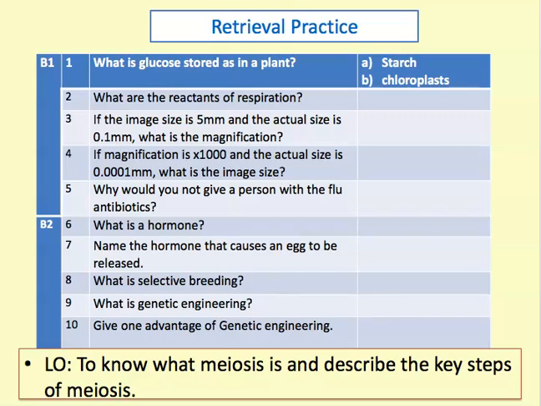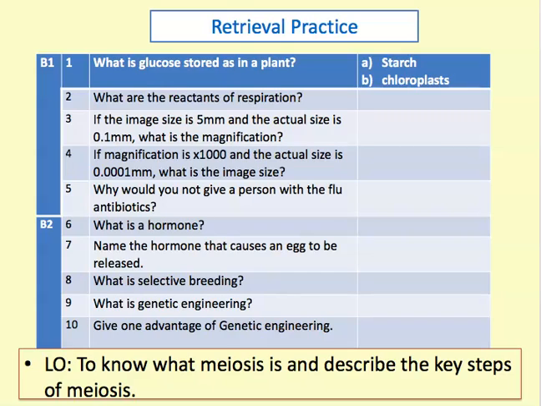Okay, number 3, if the image size is 5 millimeters and the actual size is 0.1, what is the magnification? So you should have done 5 divided by 0.1, which would give you 50. Number 4, if the magnification is times 1000 and the actual size is 0.0001 millimeters, what is the image size? Your answer should be 0.1 millimeters.